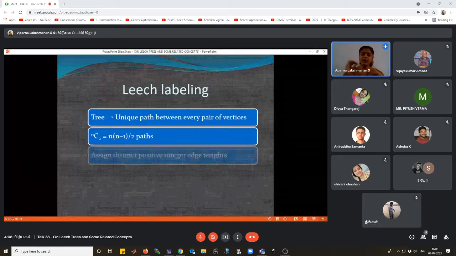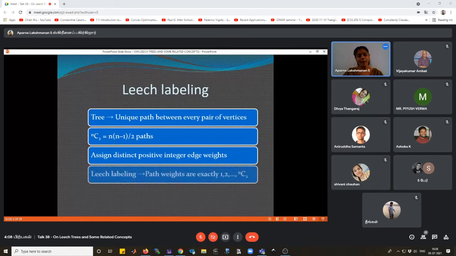Now, we are going to assign values to edges, which means Leech labeling is a special kind of edge labeling. Here we are assigning values to edges. What will be the restriction? The restriction is that all path weights must be distinct.